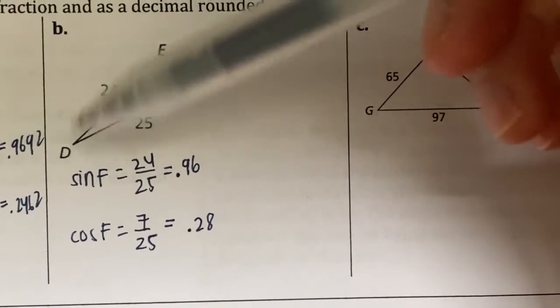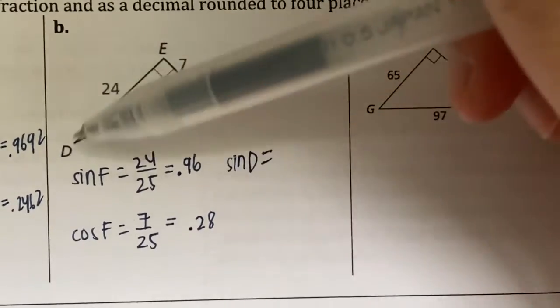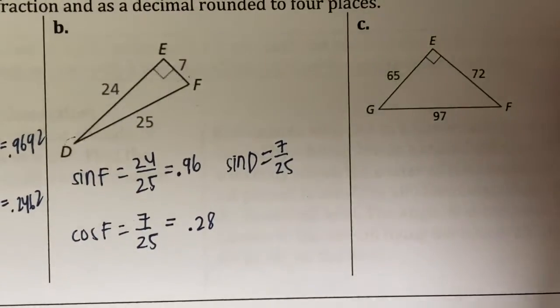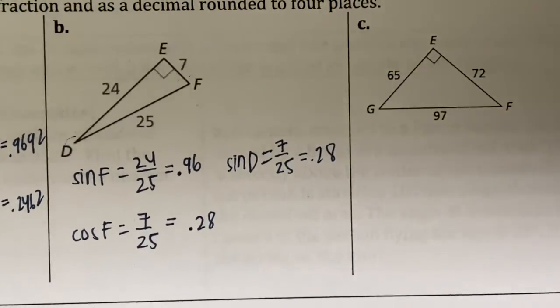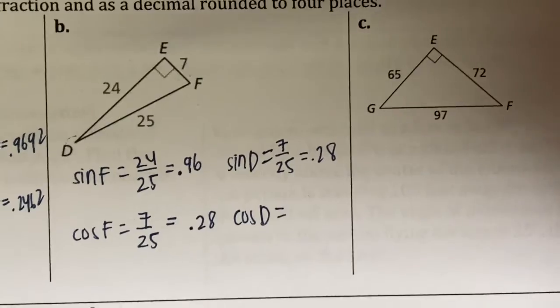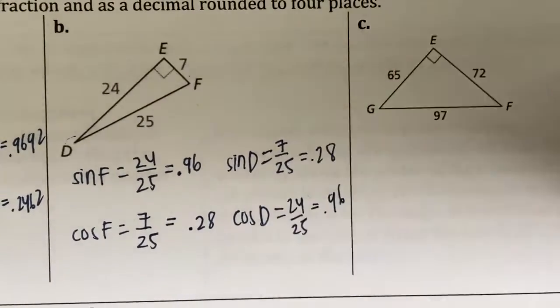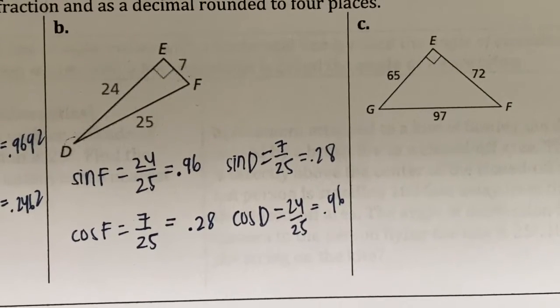Now let's find the sine and cosine values of angle D. The sine of angle D is going to be opposite over hypotenuse. That gives you 7 over 25, which is 0.28 in decimal form. Cosine of angle D is going to be adjacent over hypotenuse. You get 24 over 25, which is 0.96 in decimal form. I'll let you guys try C, and let's move on to our next concept.